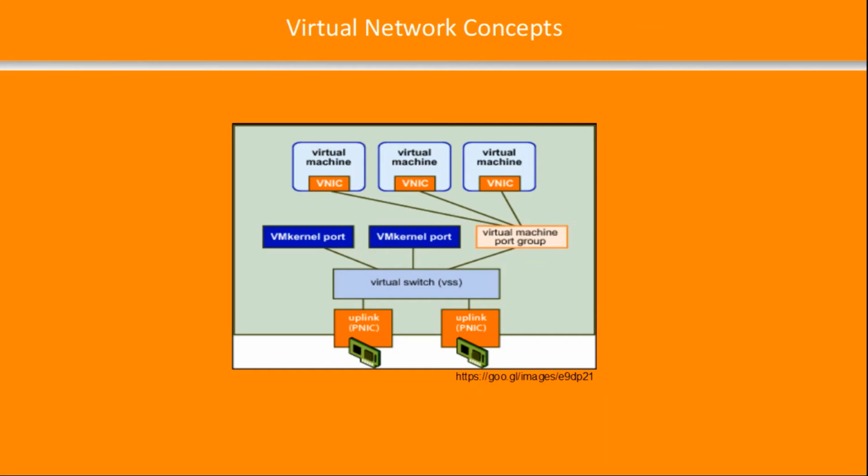This picture shows a little more detail on the port groups. We see three virtual machines with a single virtual NIC connected to a virtual machine port group, and the graphic also shows VM kernel ports on the same virtual switch. A point to note here is that a virtual switch can have a mix of VM kernel and virtual machine port groups, as shown in this graphic as well. The virtual switch is then connected to the external network using two uplink ports or two physical network interface cards.